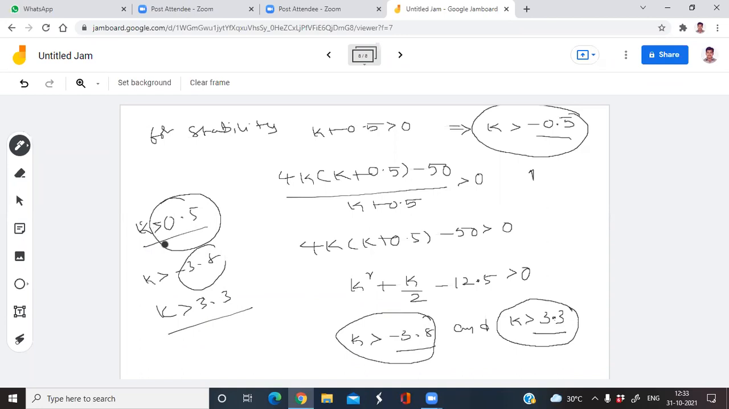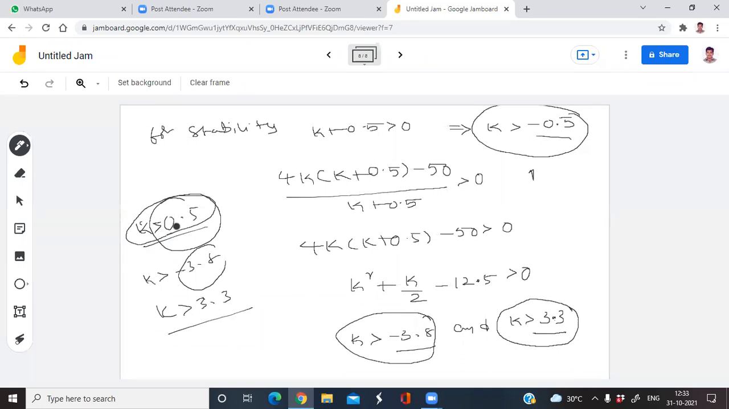The point is clear. So among these three conditions, when you take only one condition, k greater than 3.3, definitely k is greater than minus 3.8 and greater than minus 0.5, because those two are the minus values. But if you take k only greater than minus 0.5, we don't know whether this value is greater than 3.3 or not. We don't know that, right?